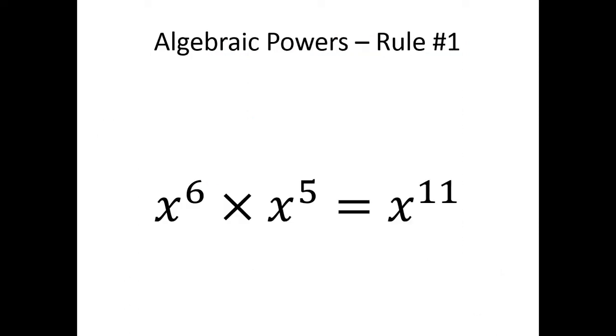So, when we multiply two algebraic powers together, a quick way is to take the two powers and to plus them to get our final power. x to the power of 6 multiplied by x to the power of 5 equals x to the power of 11.